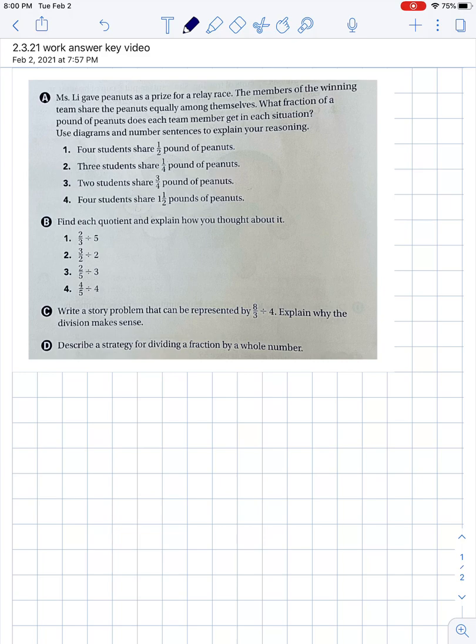The members of the winning team share the peanuts equally among themselves. What fraction of the pound of peanuts does each team member get in each situation? So I'm only going to go through probably 2 of these. Let's do this one and this one.